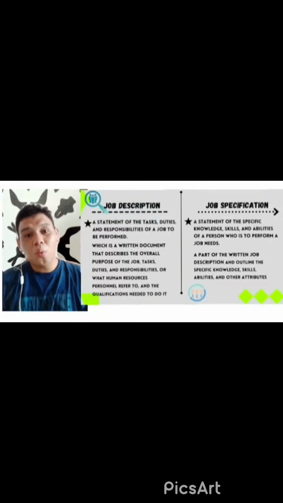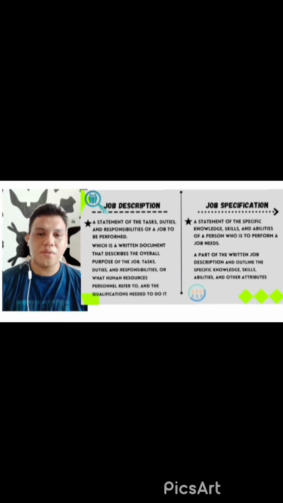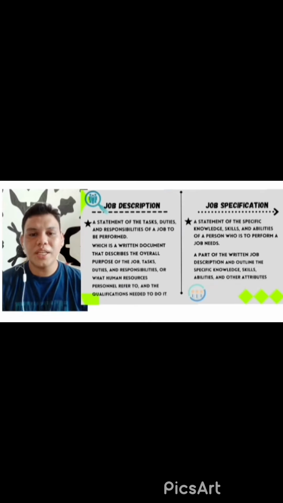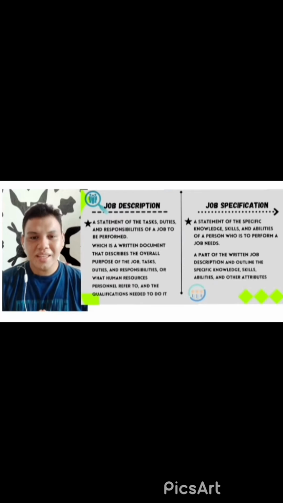So, what are job description and job specification? A job description is a statement of the tasks, duties, and responsibilities of a job to be performed. It is a written document that describes the overall purpose of the job, tasks, duties, and responsibilities, and the qualifications needed to do it. While a job specification is a statement of the specific knowledge, skills, and abilities a person needs to perform a job. It is a part of the job description and outlines the specific knowledge, skills, abilities, and other attributes.